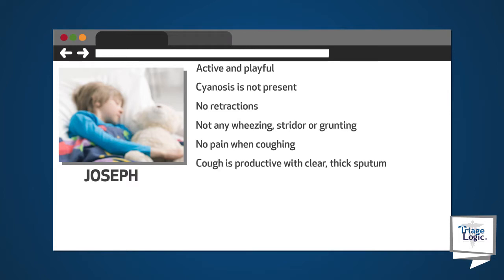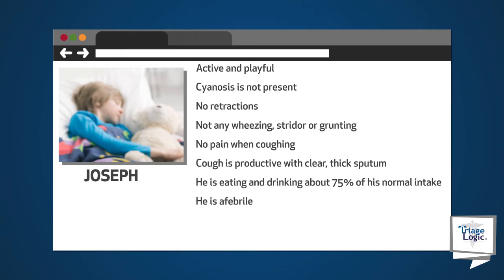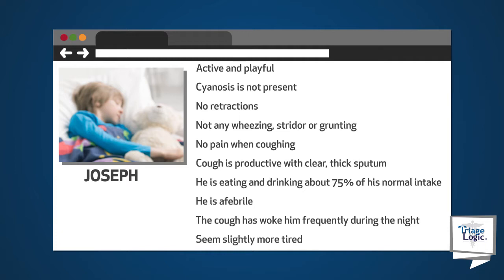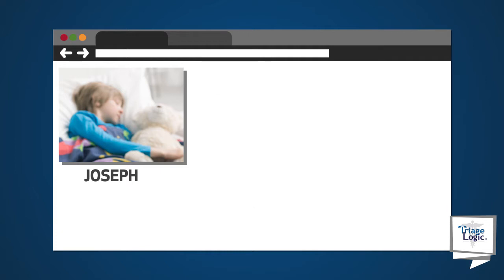His cough is productive with clear, thick sputum. He is eating and drinking about 75% of his normal intake. He is afebrile. Mom states the cough has woken him frequently during the night for the last 2 nights. He does seem slightly more tired today and is content watching TV and playing his video games, but does respond to her when she talks to him and has gotten up several times to urinate and get something to eat and drink. Kendra has not tried any over-the-counter medications yet. She has a humidifier, but she has not used it.